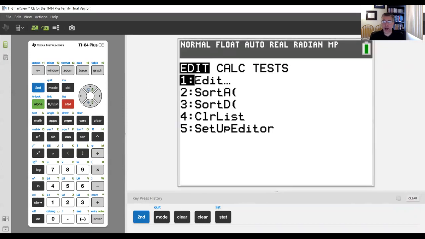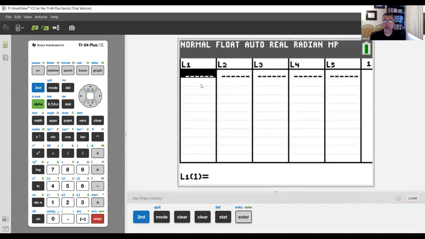It's already highlighted as edit. So I want to edit a list of statistics here, and I'm just going to hit enter. It's already on 1, enter. And it comes up with these lists, L1, L2, L3, L4. I'm going to enter some values into these lists, and I'm going to say that the first value in the list was 5.